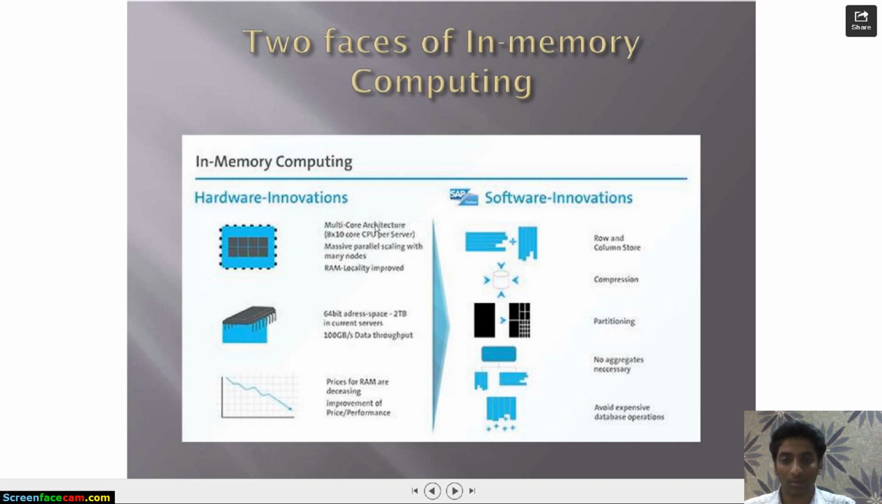technologies or advancements in technology have been the multi-core architectures, massive parallel scaling with many nodes, and RAM locality being improved, and the 64-bit address space computing machines have come up, with 100 GB per second data throughput. The bandwidth increment or the speed of computing has risen sharply. At the same time, the prices of the memory devices, that is prices for RAM, are decreasing sharply, and improvement in this price performance ratio has led to in-memory computing.